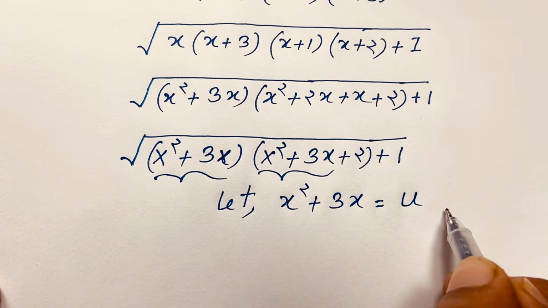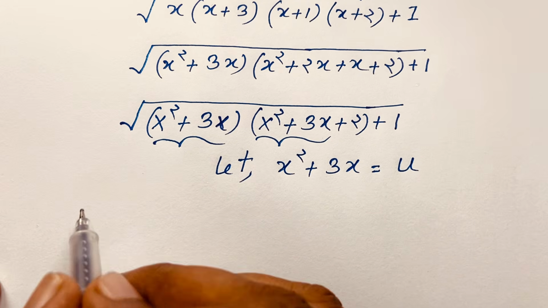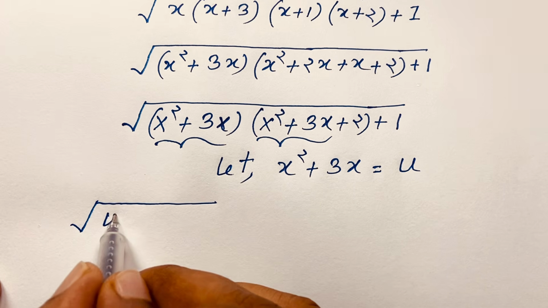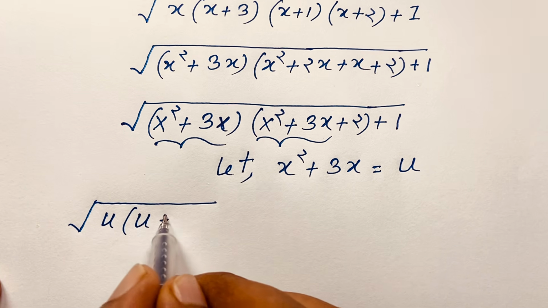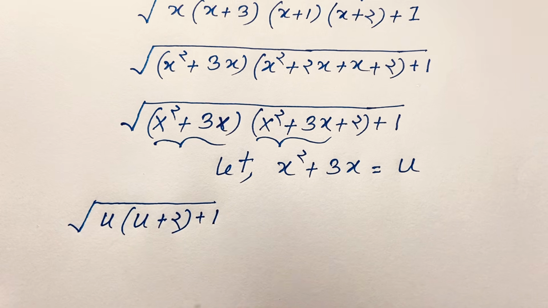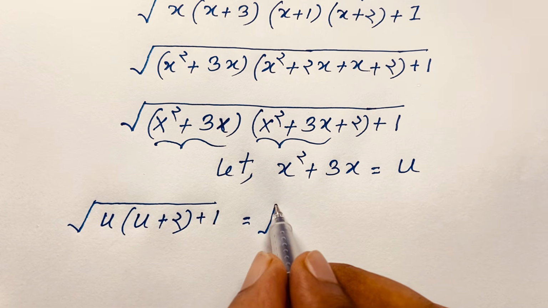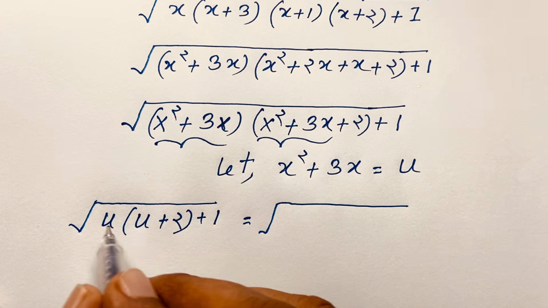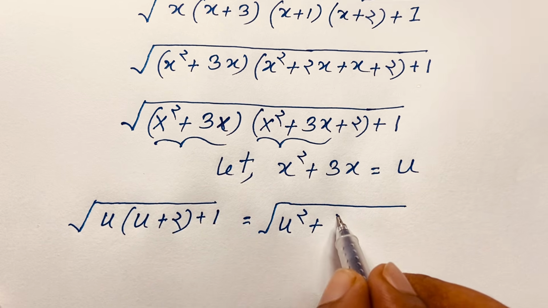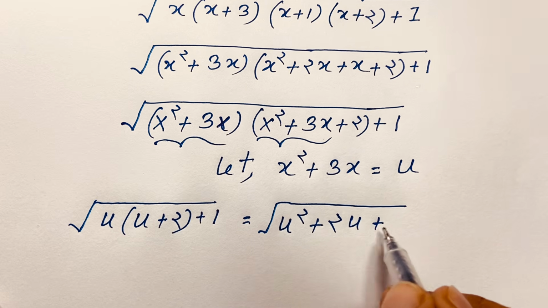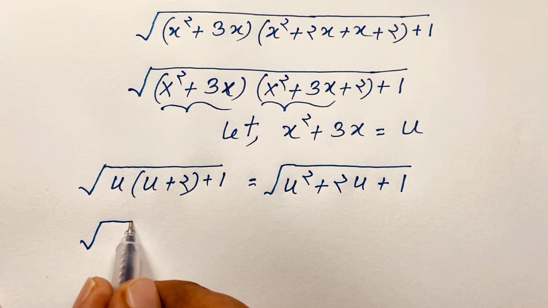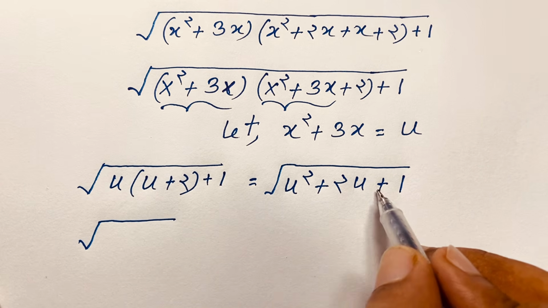So at this moment I substitute this below again here. So this expression will be the square root of u times u plus 2, and this is plus 1. Now this below, it will be the square root of u times u, this is u square, plus 2 times u, this is 2u, and this is plus 1. Then you can see it will be u square plus 2u plus 1.